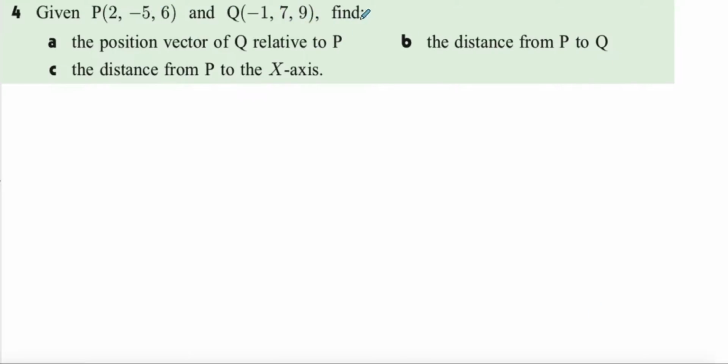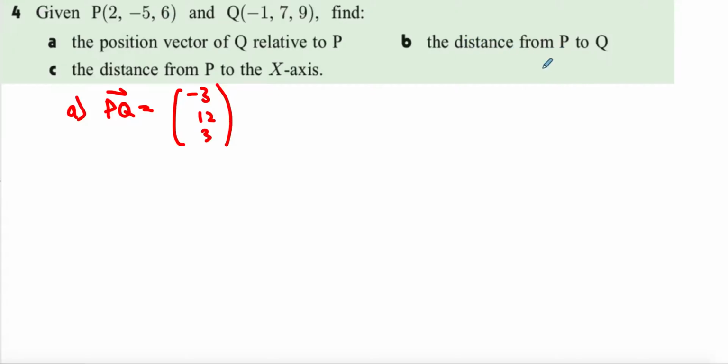We have these 2 points. Find the position vector of Q relative to P, that means from P. So then A, we are looking for P to Q. That's essentially what we're looking for. 2 to negative 1, then we have to subtract 3. Negative 5 to 7, that means adding 12. 6 to 9, that means adding 3. So that becomes our first answer.